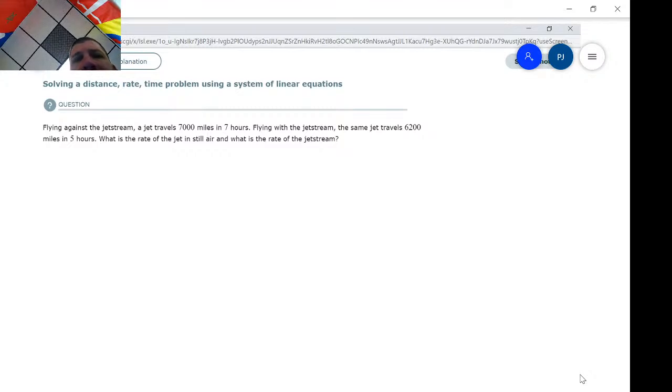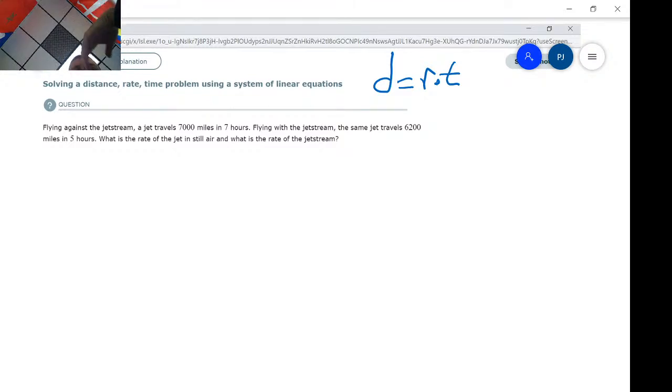Okay, so the first thing that we have to understand and recall is that the equation is distance equals rate times time. Okay, so I'm going to look at this problem. Flying against the jet stream. First we have to understand that against the jet stream means the wind is going against us. It's trying to slow us down.